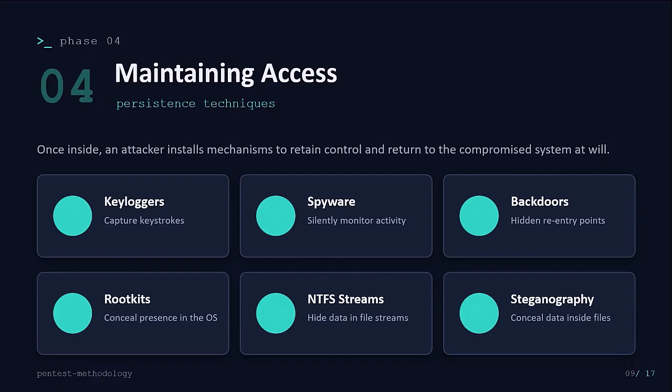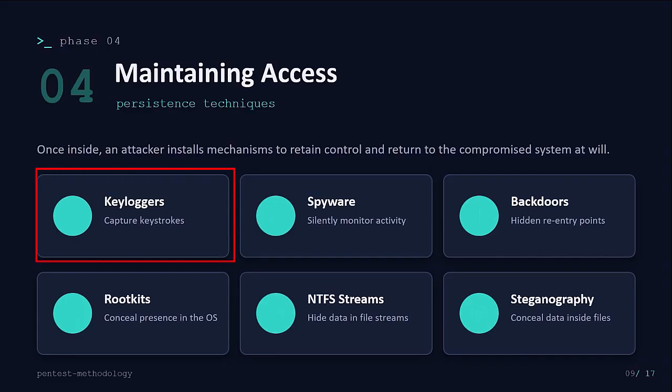Phase 4. Maintaining access, also called persistence. You've gotten in, but access you can't return to isn't worth much. So an attacker installs mechanisms to keep control and get back in whenever they want. Here are the common ones.